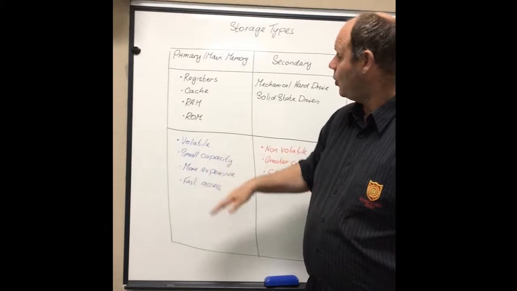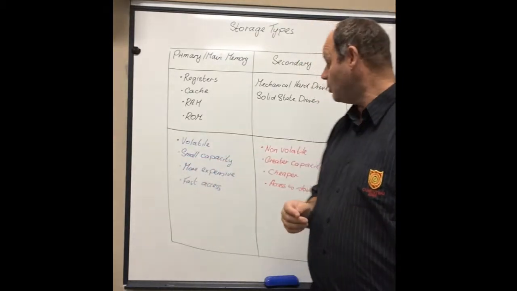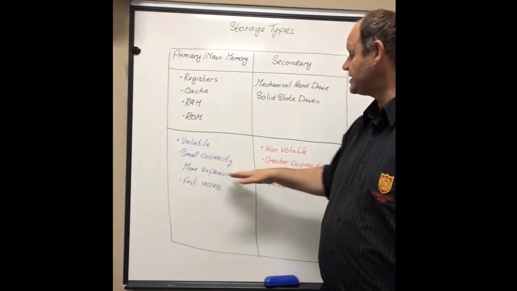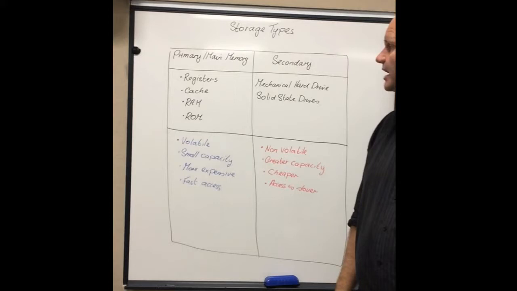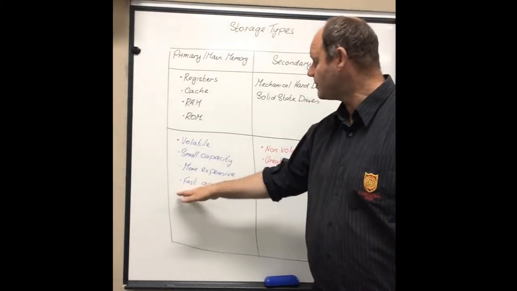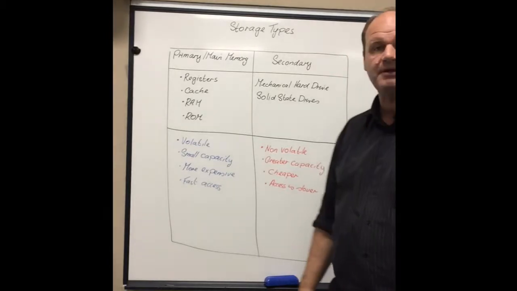What applies to all of them is that you don't store very much in them. So it's small capacity. Generally, it's quite expensive with RAM and all the rest of it to buy this type of memory. And all of them are able to gain fast access via the CPU.